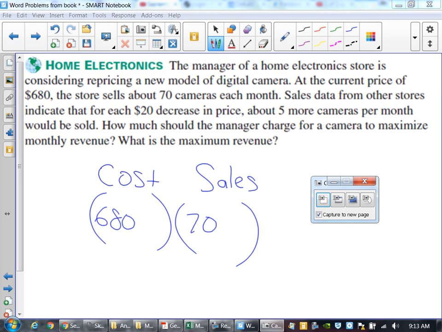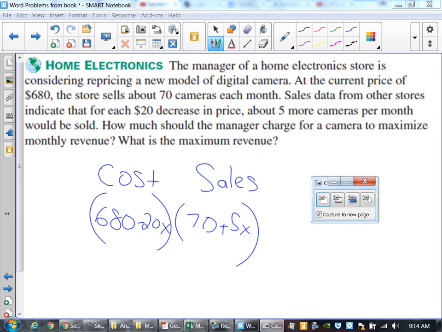For every $20 you decrease in price, where does that go to? Cost or sales? Cost. So I'm subtracting $20 per. Every time I subtract 20 bucks, the first time it's 20, the second time it's 40, and so on. That's your multiple there. When I subtract 20 bucks, how much does the sales increase? 5. For every one of these I subtract, I add 5 to the other. So if I subtract it twice, I'm adding 10. If I subtract $40, I'm adding 10 in sales, and so on.